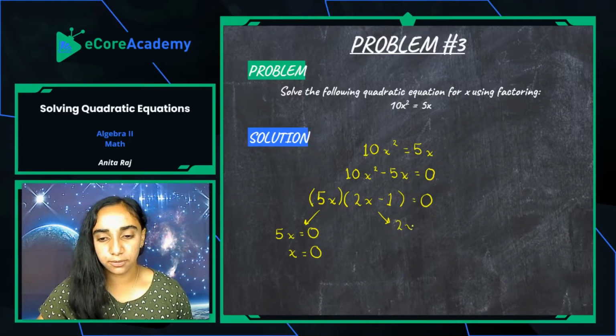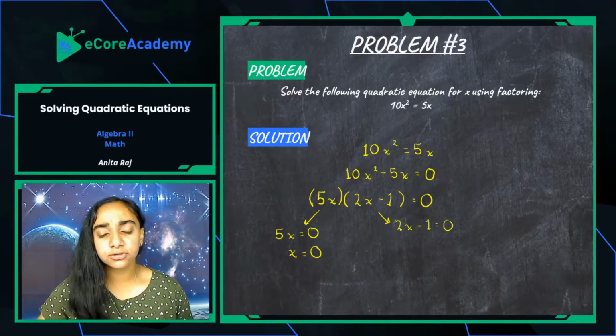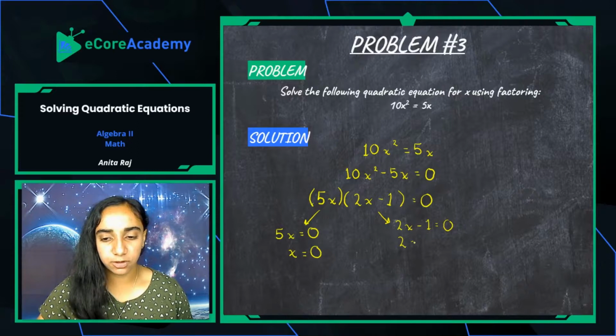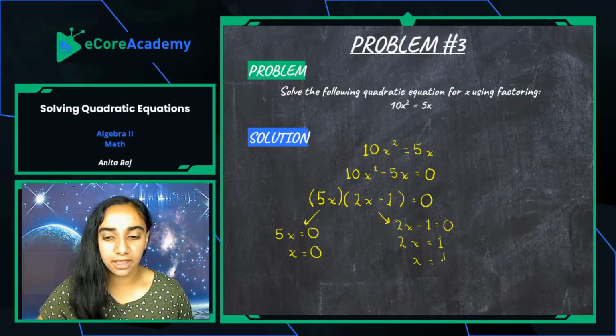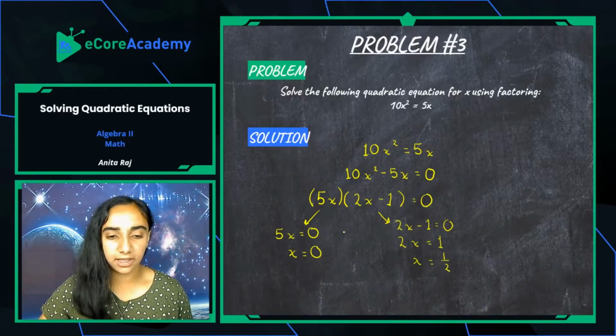So let's do the exact same thing with the second set of parentheses. This might look a little bit more normal to all of you because this is what we've been doing so far. So let's get this 2x by itself. Let's add 1 to both sides. And then let's divide both sides by 2 to get x by itself. 1 divided by 2 is 1/2, or 0.5. I'm just going to write 1/2.